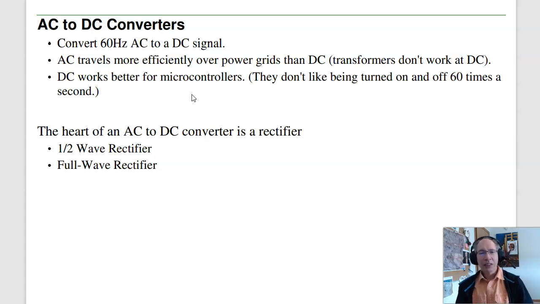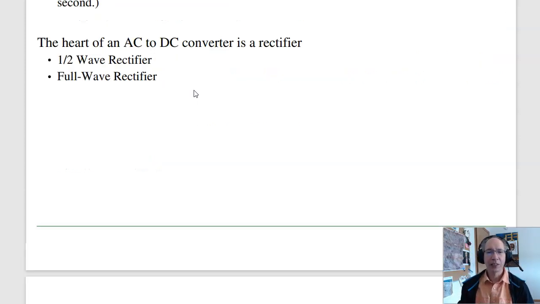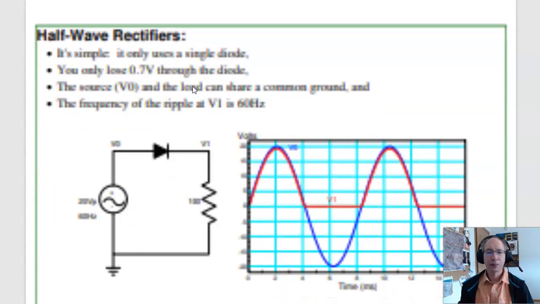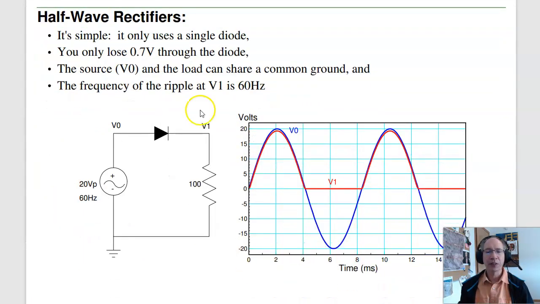The heart of an AC to DC converter is a rectifier. And there are two types, the half-wave rectifier and the full-wave rectifier. Now this is what the half-wave rectifier looks like. I take a load, say 100 ohm resistor, and add a diode in series. What that does is have an AC source, say 20 volts at 60 Hz.